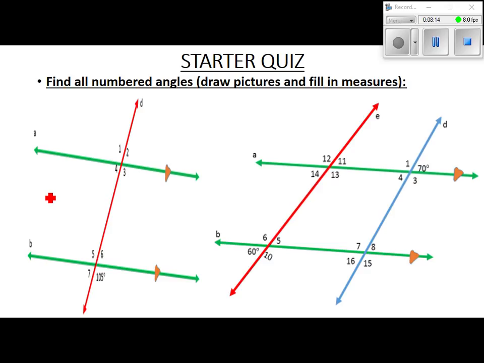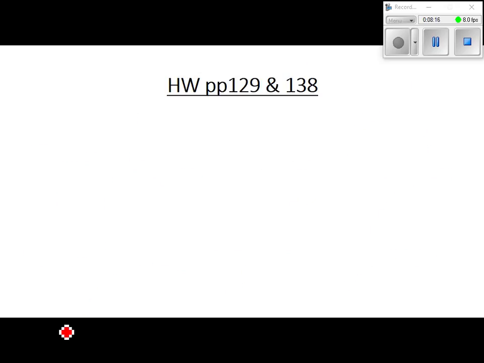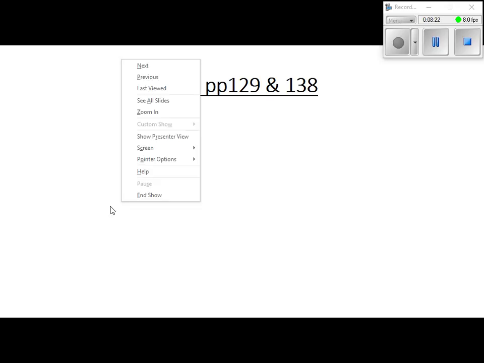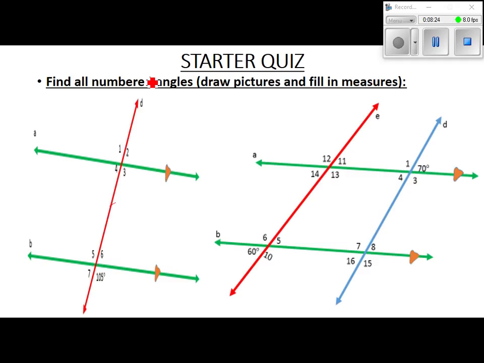Let me put that up here somewhere. When you get finished, you can lay it right there. Draw the pictures. So draw both pictures, and all I want you to do is fill in the angle numbers. You don't have to put like 1, 2, 3, 4. Just fill in the degree numbers for each of these.